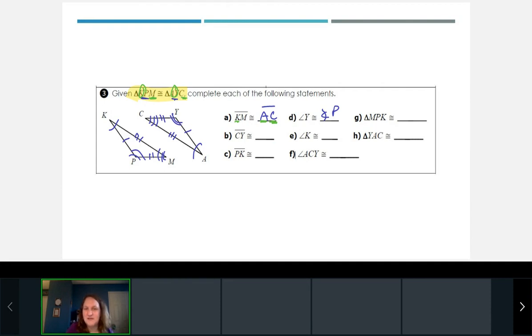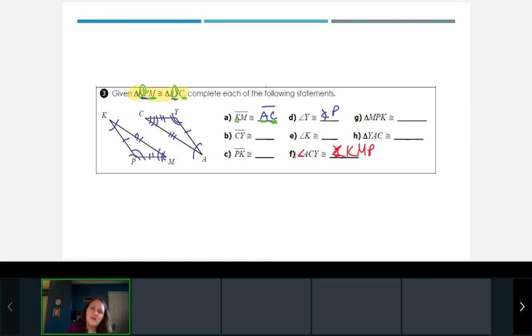One mistake that students do tend to make, and this is just a little thing, but just be careful, is this: make sure that if you have an angle, that you're making it congruent to an angle. You don't want an angle congruent to a triangle or a triangle congruent to an angle. You want to make sure that sides are congruent to sides, angles are congruent to angles, and triangles are congruent to triangles. So for F here, it says angle ACY. So I need to make sure I write the angle symbol. A corresponds to K, C corresponds to M, and Y corresponds to P.